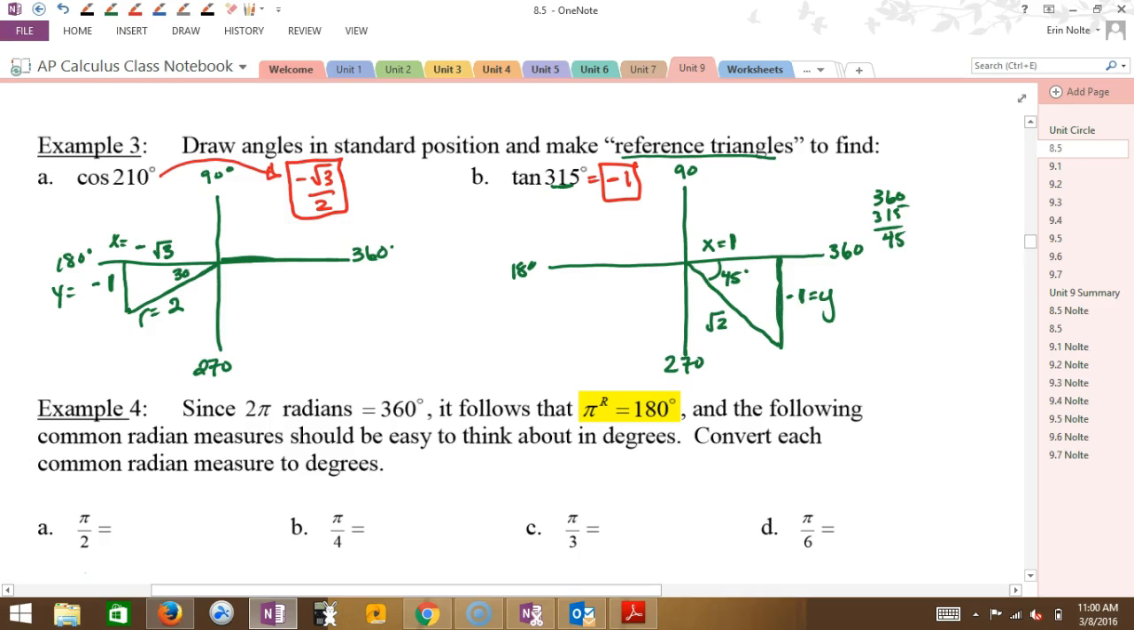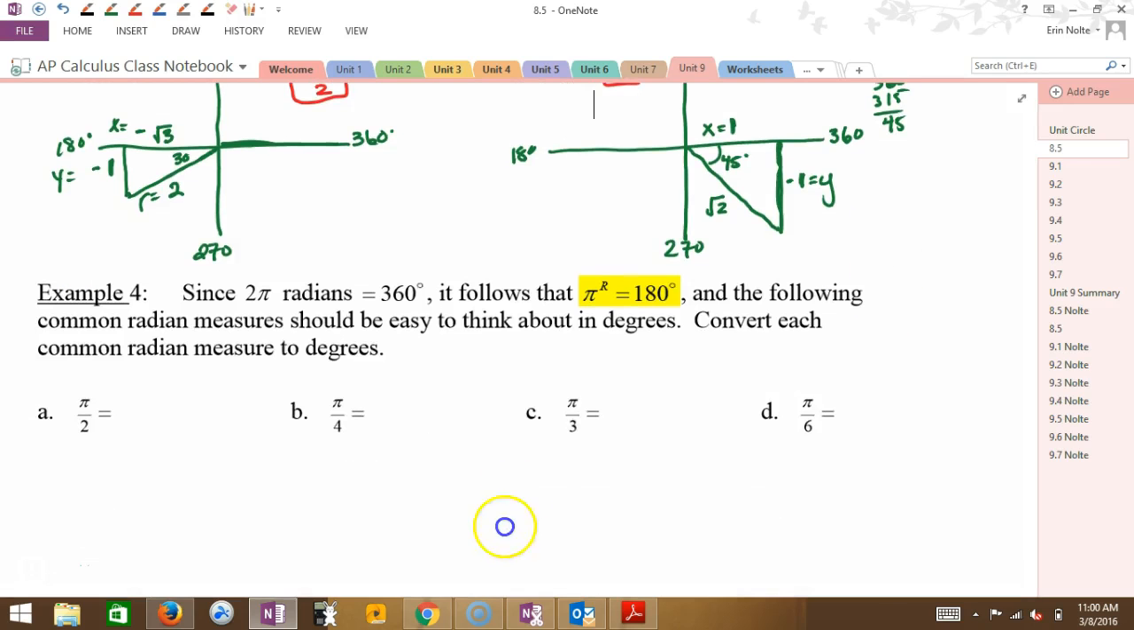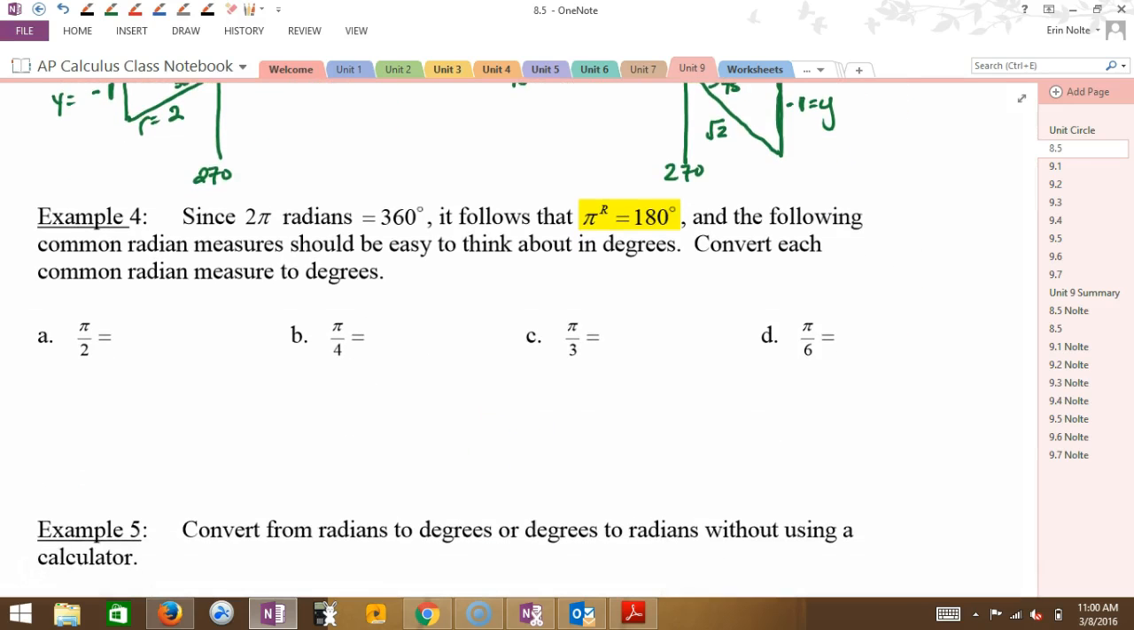Alright, moving down here, it says since 2 pi radians is equivalent to 360 degrees, it follows that pi radians is equal to 180 degrees. For the following common radian measures, convert these into degrees. These are radians, so basically what I'm going to do is convert by multiplying by this ratio.